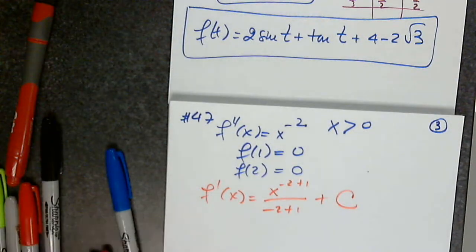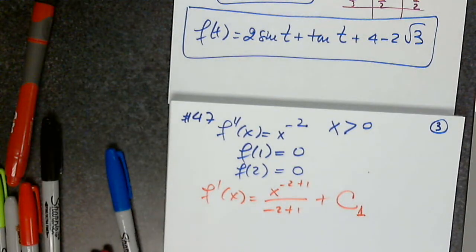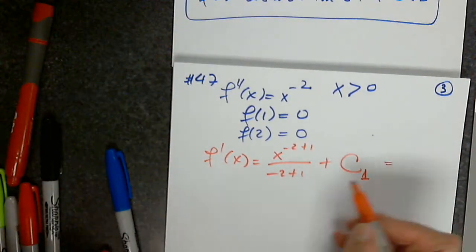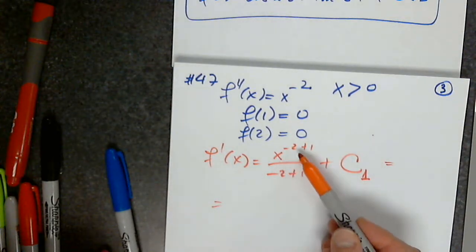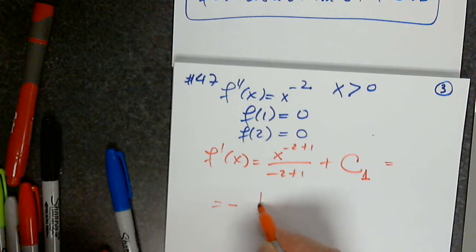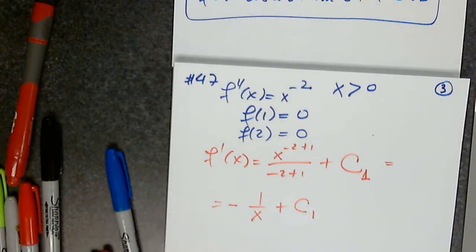Plus a constant c. I'm going to call it c1. You can call it a, you can call it b, use any letter. We normally use c, but it doesn't matter. Good. So then this is x to negative 2, this is negative 1, and this is negative 1, correct? So it's negative 1 over x plus a constant c1. Are you okay so far?